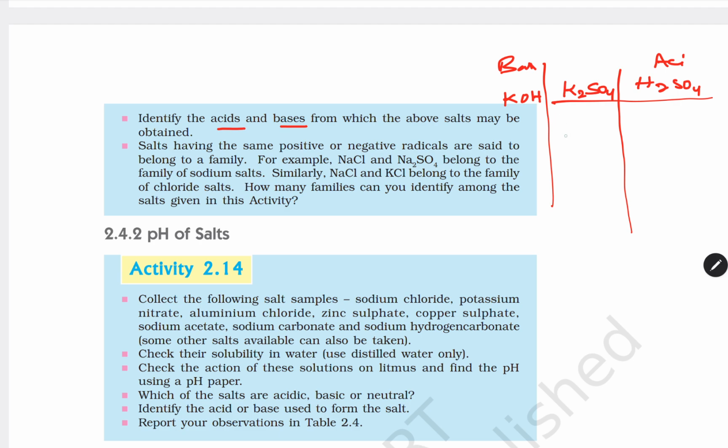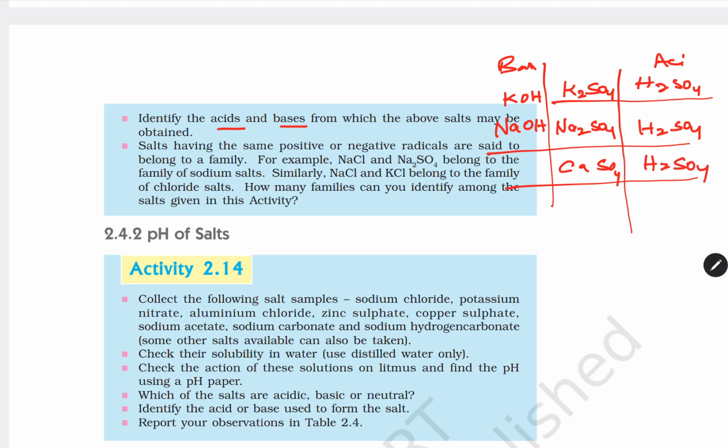Okay, the next salt we are taking is Na2SO4, sodium sulfate. For this one the derived acid is sulfuric acid, H2SO4, and the derived base is NaOH, sodium hydroxide. Next, calcium sulfate, CaSO4. For this one the derived acid is the same, H2SO4, sulfuric acid, and the derived base is calcium hydroxide, Ca(OH)2.